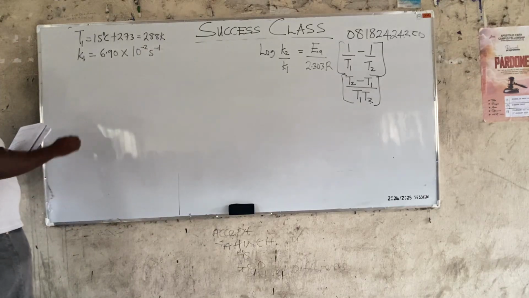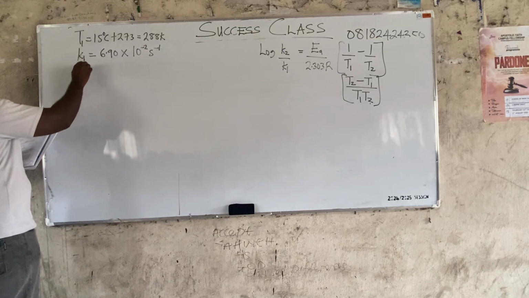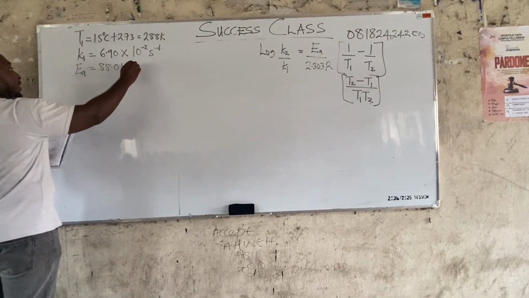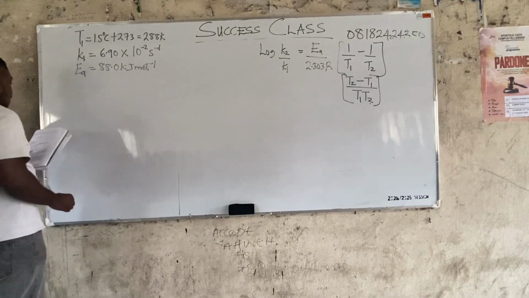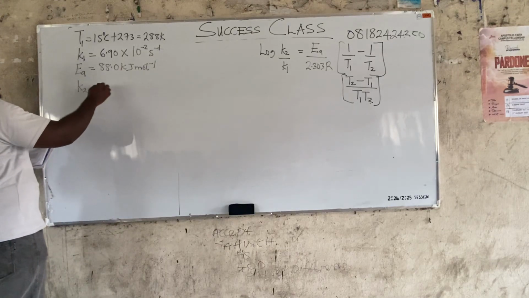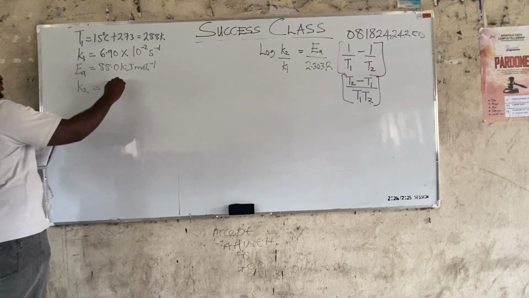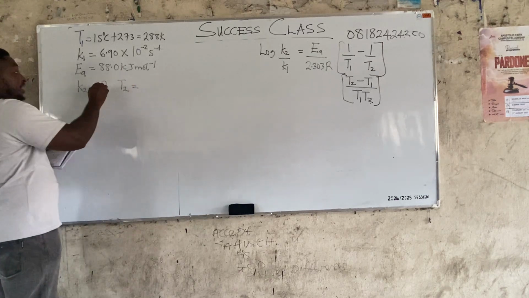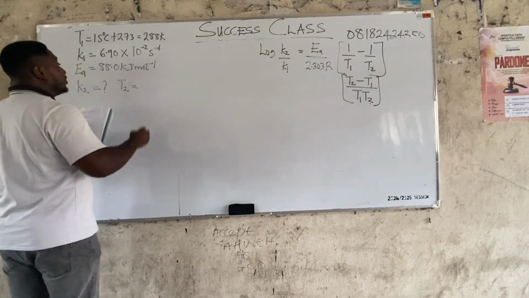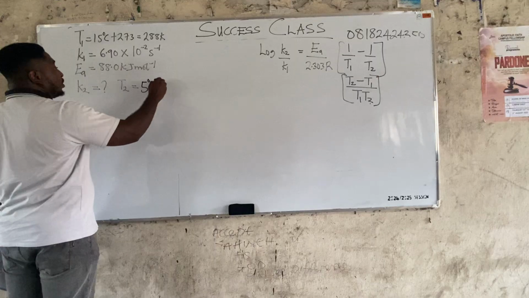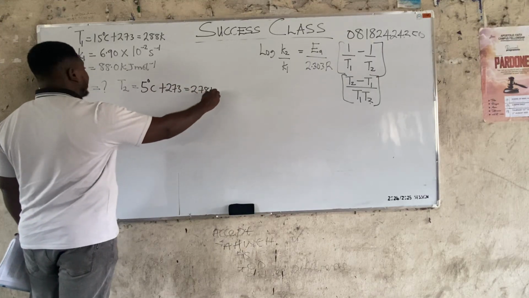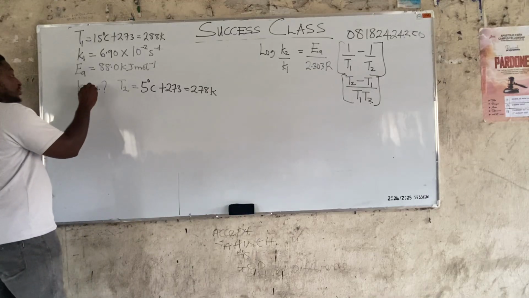If the activation energy of the reaction, EA, is 88.0 kilojoules per mole, find the value of K, that's K2, the final K2. If the temperature has now reduced, T2, so we don't know K2. If the temperature has reduced to 5 degrees Celsius, you change the 5 degrees Celsius to Kelvin, and it's 278 Kelvin, right? So in all, we're looking for K2.